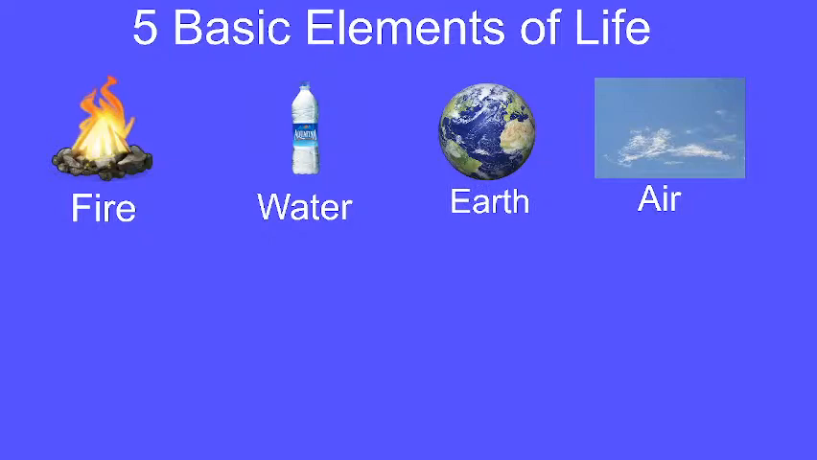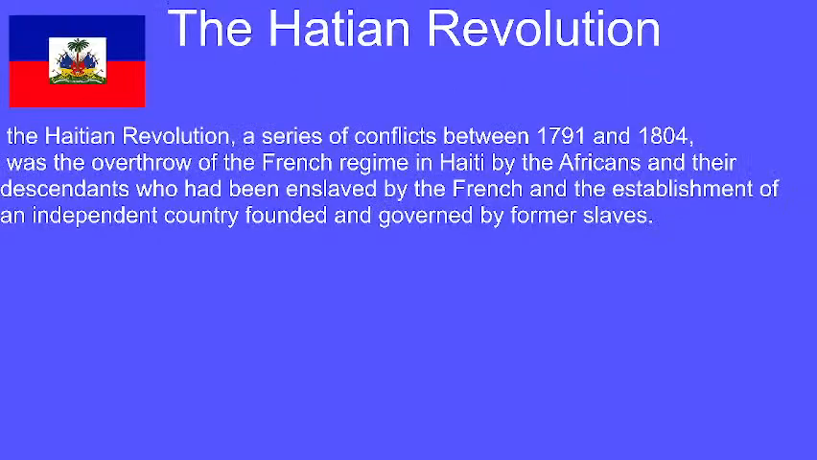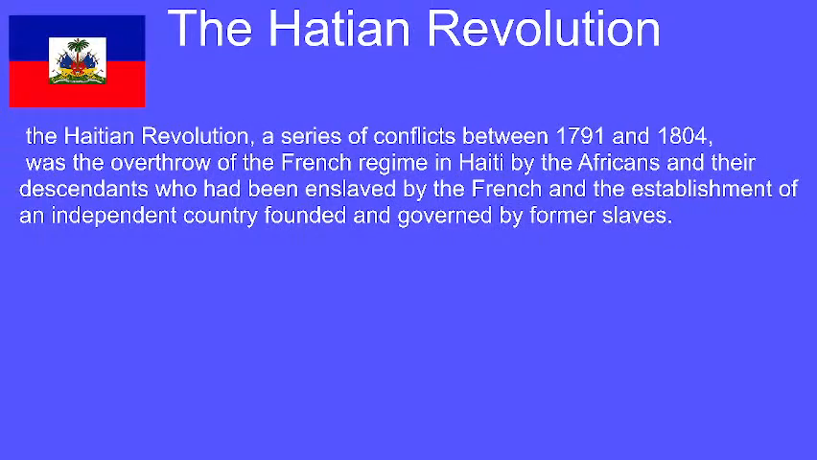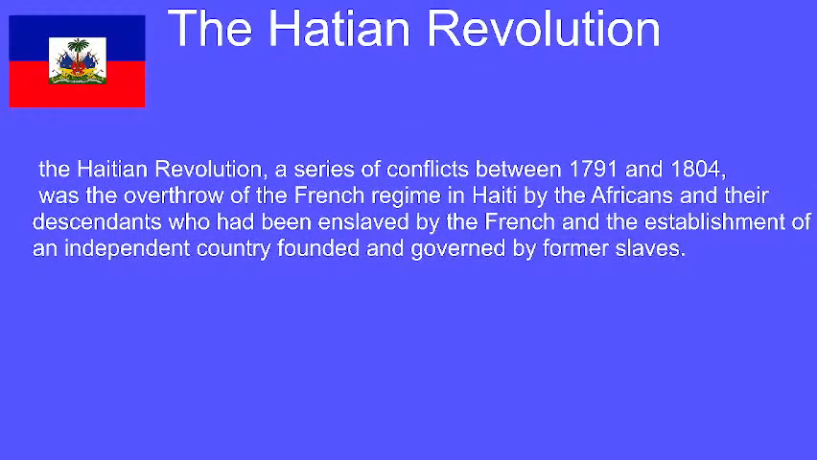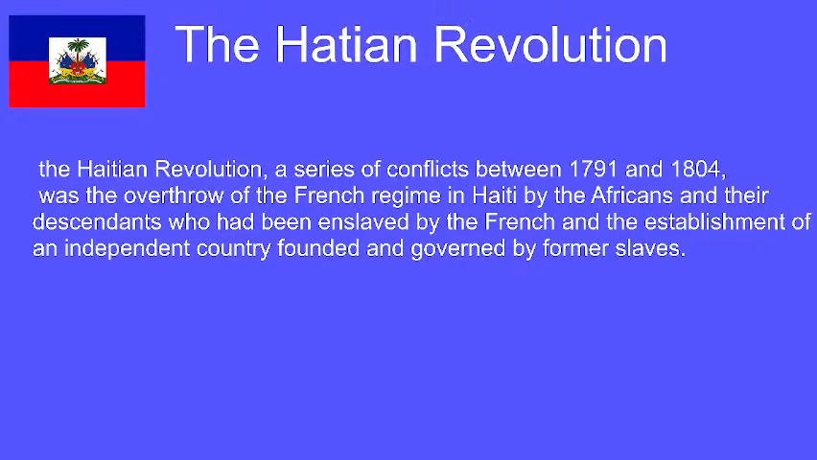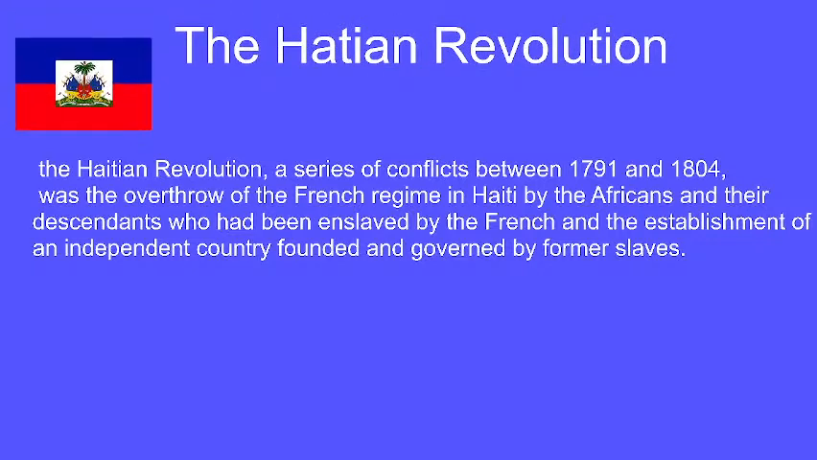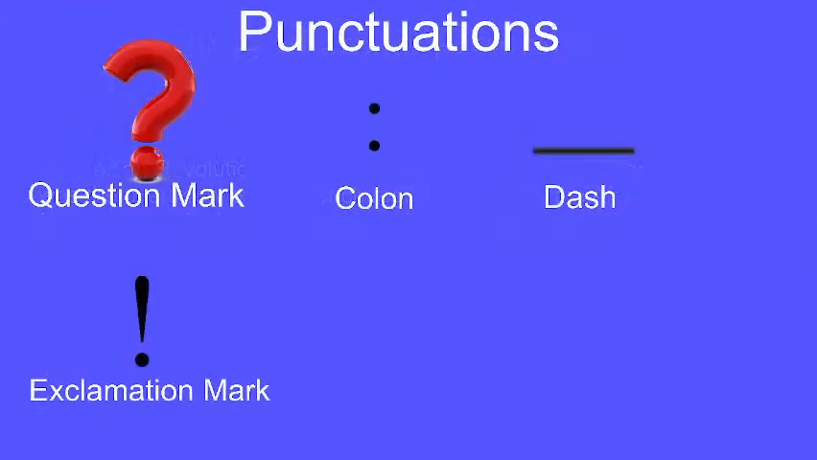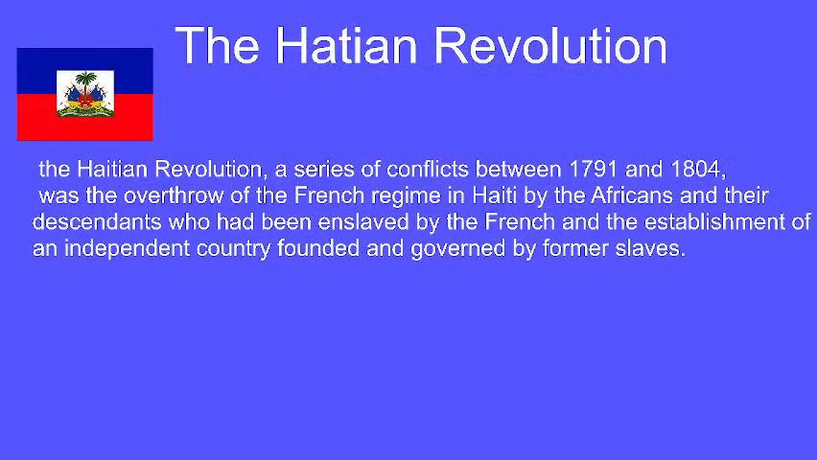Now, next is the Haitian Revolution, the fourth lesson. The Haitian Revolution was the series of conflicts between 1791 and 1804 and was the overthrow of the French regime in Haiti by the Africans and their descendants who had been enslaved by the French, and the establishment of an independent country founded and governed by former slaves.